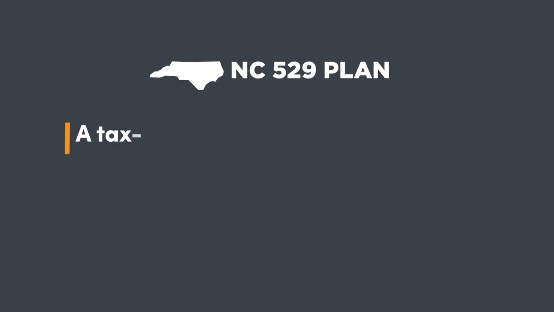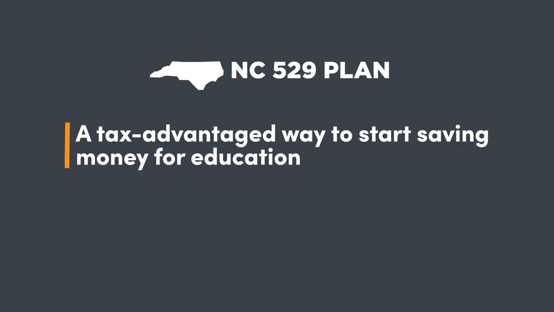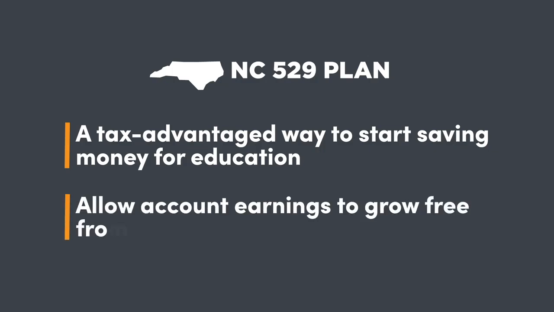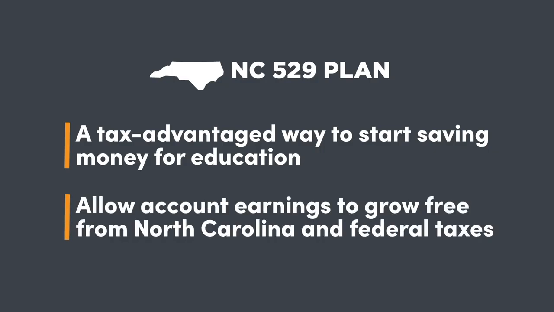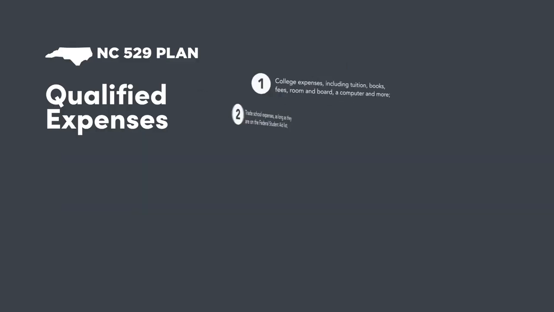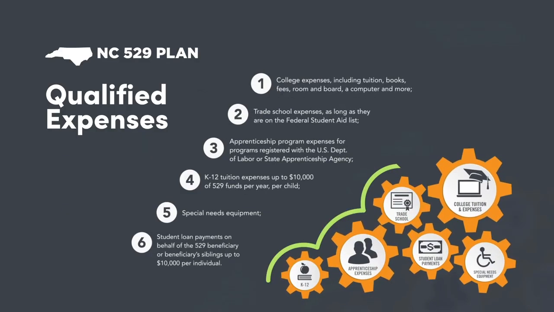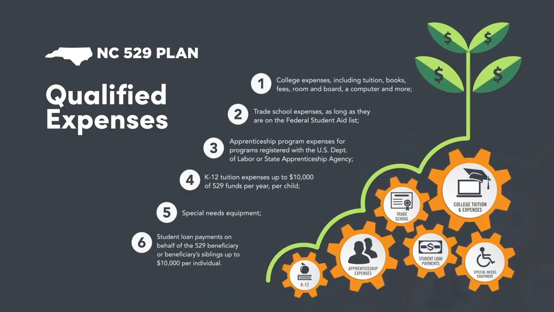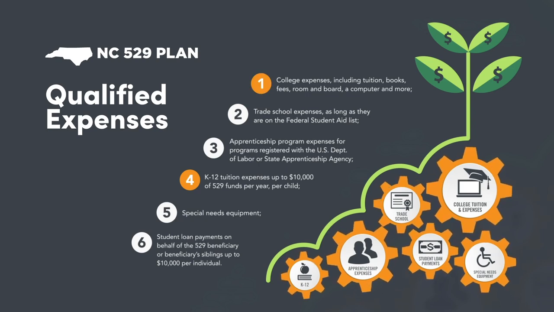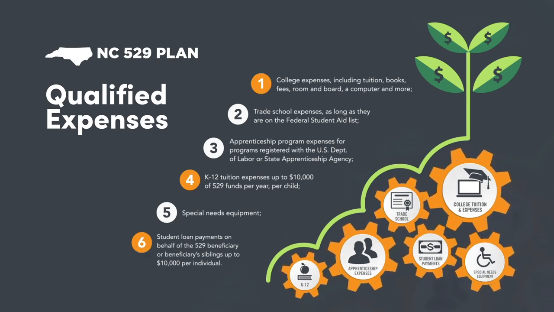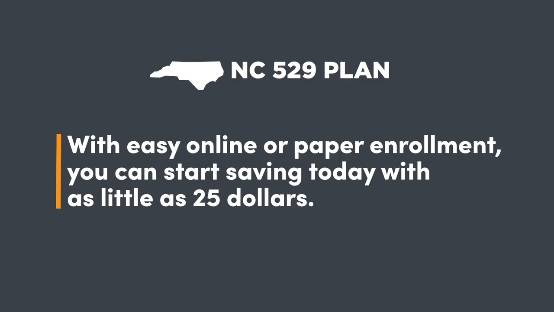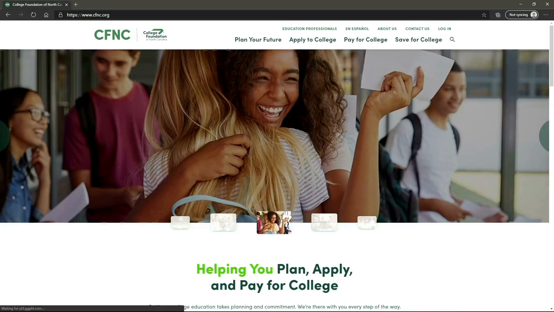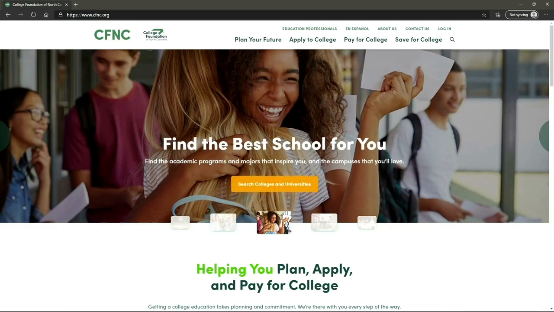The NC 529 plan gives you a tax-advantaged way to start saving money for education right now. The tax benefits allow account earnings to grow free from North Carolina and federal taxes if the funds are used for qualified education expenses. Those include K-12 tuition, college expenses, and student loans. With easy online or paper enrollment, you can start saving today with as little as $25. To create an NC 529 account, go to cfnc.org.